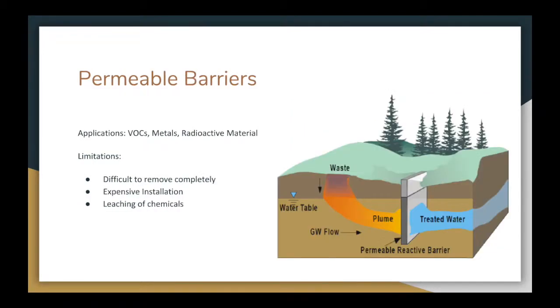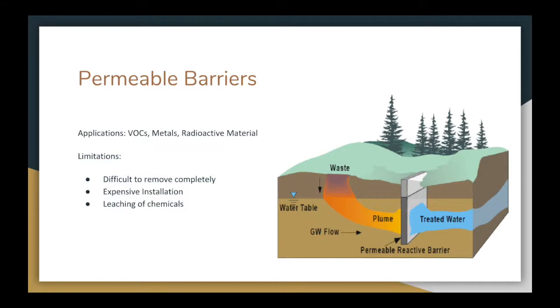A permeable reactive barrier is a type of in situ remediation which consists of a membrane being inserted into the water table and removing contaminants from the water that flows through it, with the help of chemicals that are inserted into the membrane. The applications of the permeable reactive barrier are mostly targeting VOCs, metals, and various radioactive materials. This membrane is used to filter these harmful substances out of the groundwater.